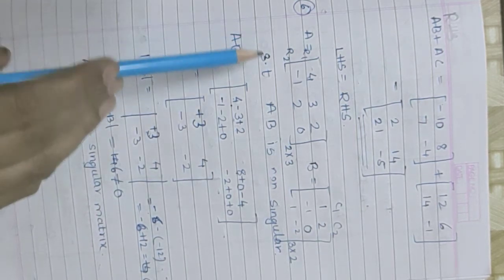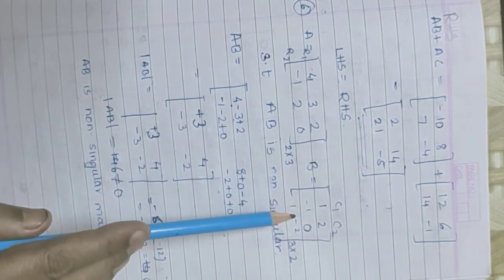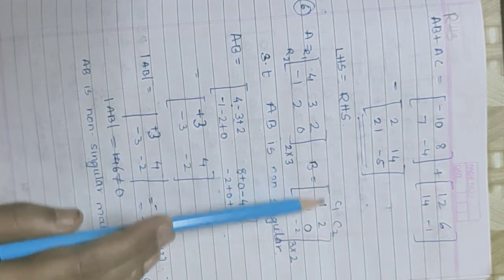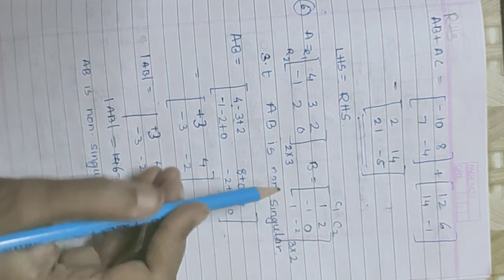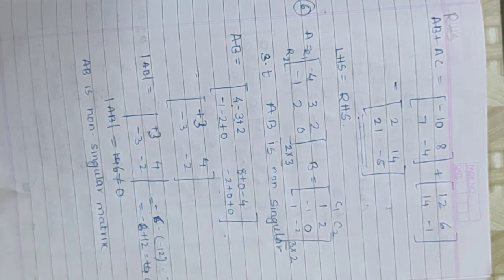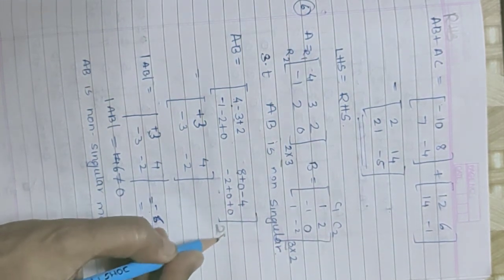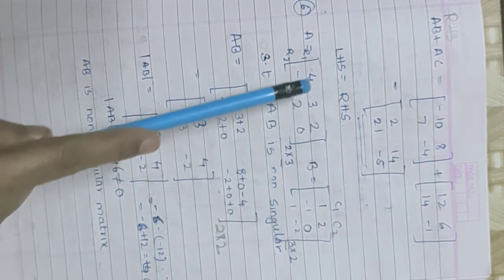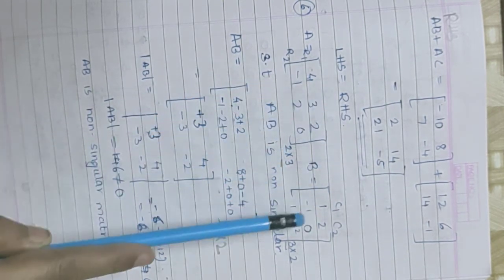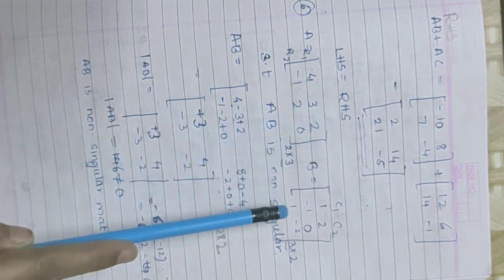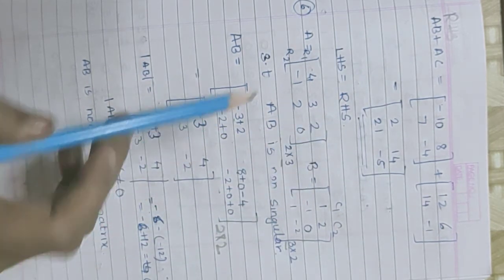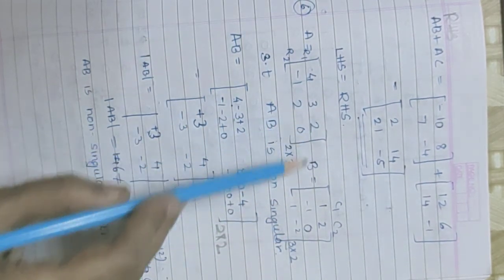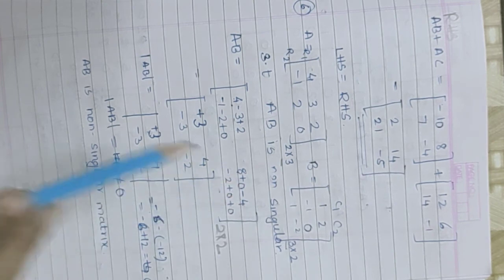Now see here, matrix A, matrix B. Matrix A is of order 2 by 3 and this is of order 3 by 2. So this 3 is same. So our resulting matrix will be of order 2 by 2, so we can multiply it. So row into column. 4 into 1, 4. 3 into minus 1, minus 3. 2 into 1 is 2. Then 4 into 2 is 8. 3 into 0 is 0. 2 into minus 2 is minus 4.